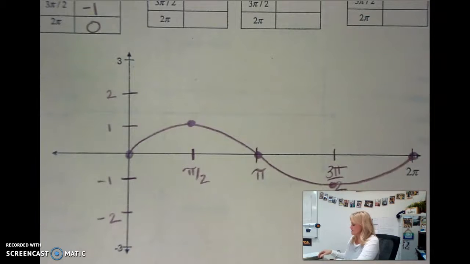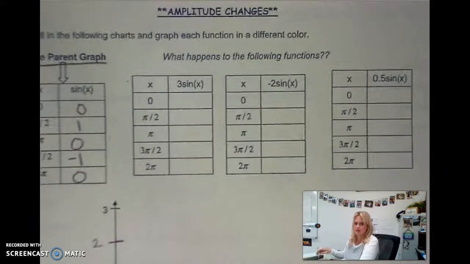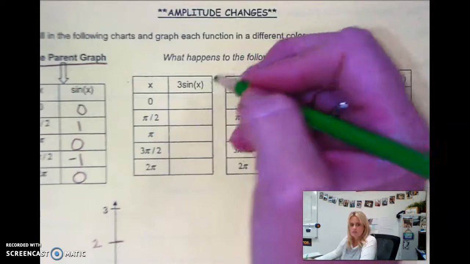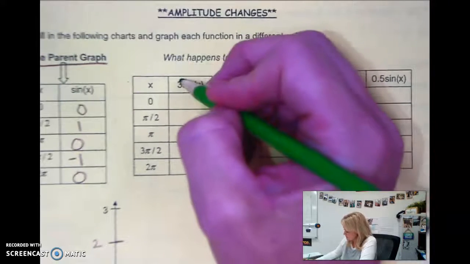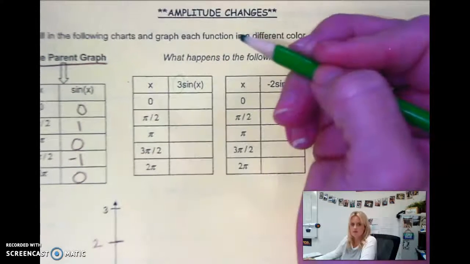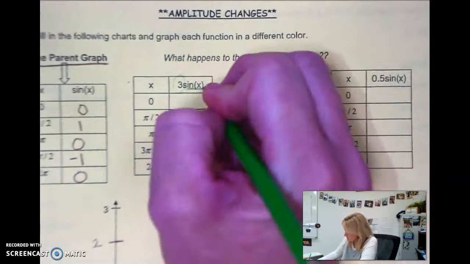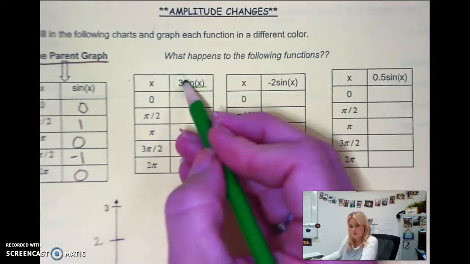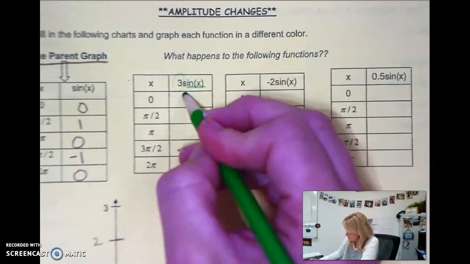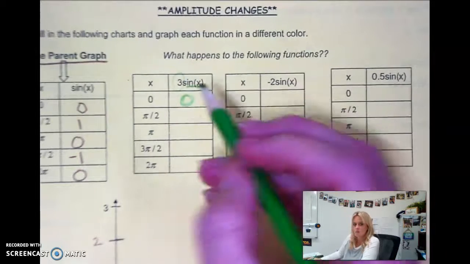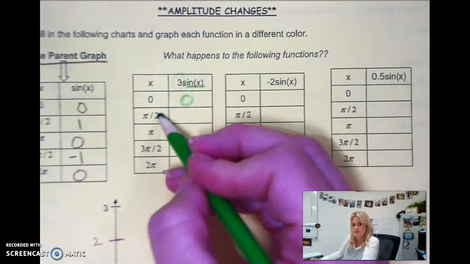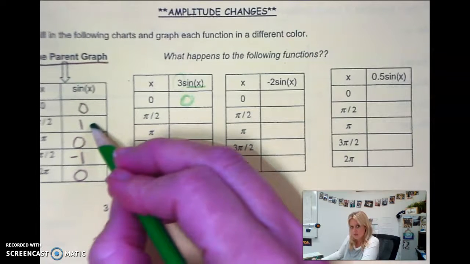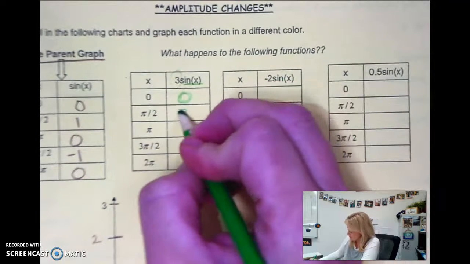Alright, so what is it saying when we add 3 times the sine? Well, basically what we're doing is we're multiplying by 3. So again, what is the sine at 0? It's 0. And then what's 3 times 0? It's 0. What is the sine value at 1/2 pi? It's 1. And now 3 times 1 is 3.